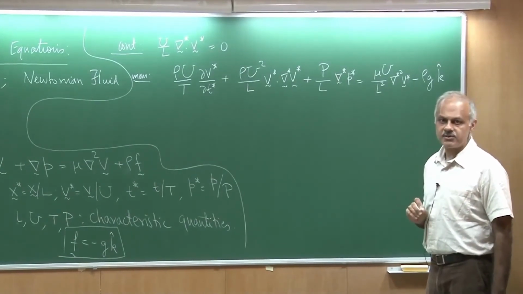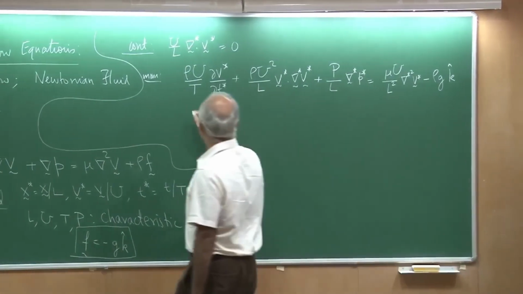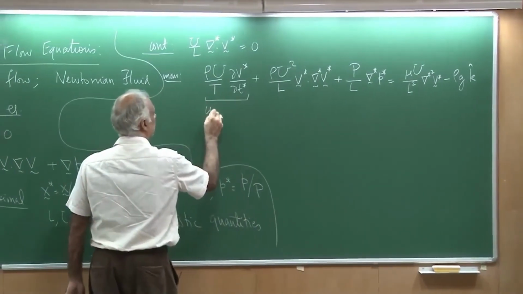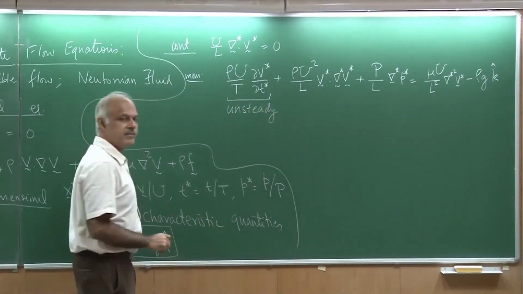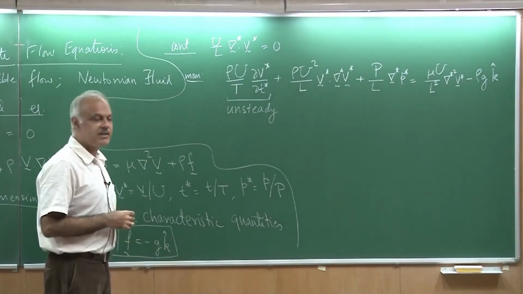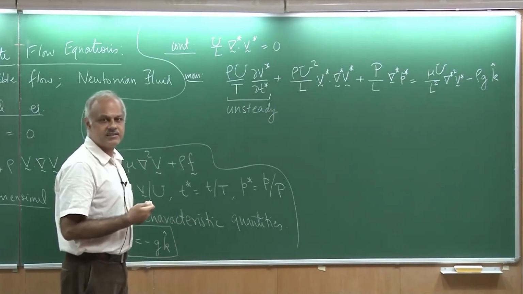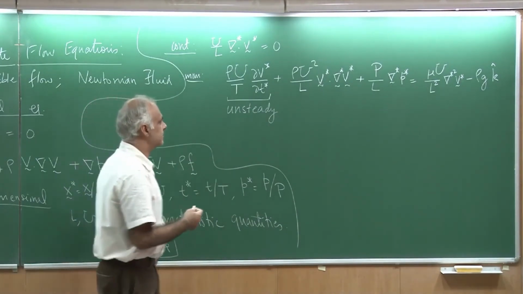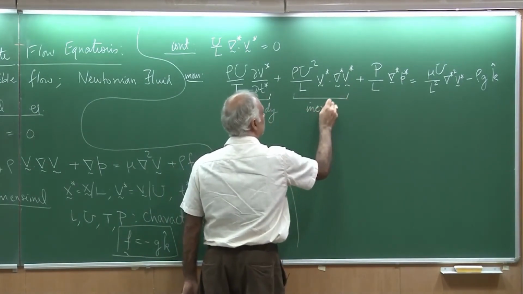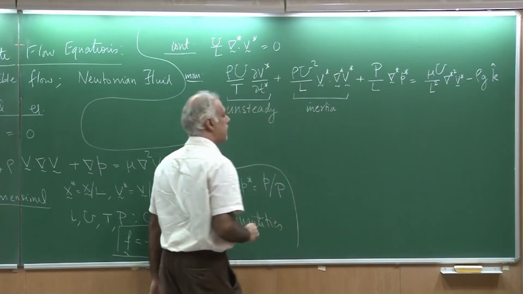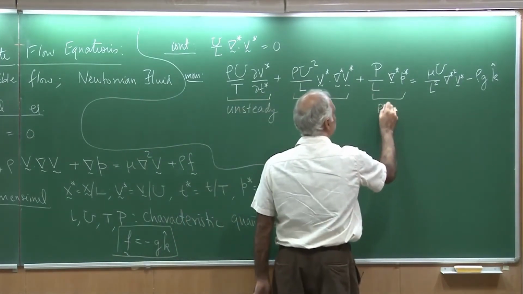Let me label these terms just to recollect and refresh your memory. So this term here is the unsteady term, right? This is the only unsteady term in the entire equation. Of course, it is an unsteady inertia, because it's an acceleration. This one is also an inertia. This one here is because of the pressure gradient.